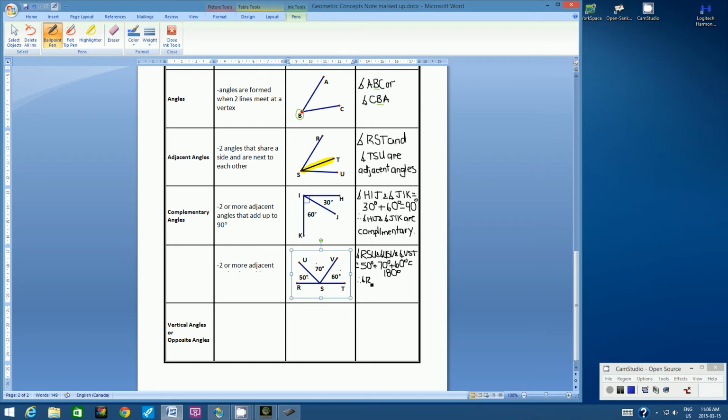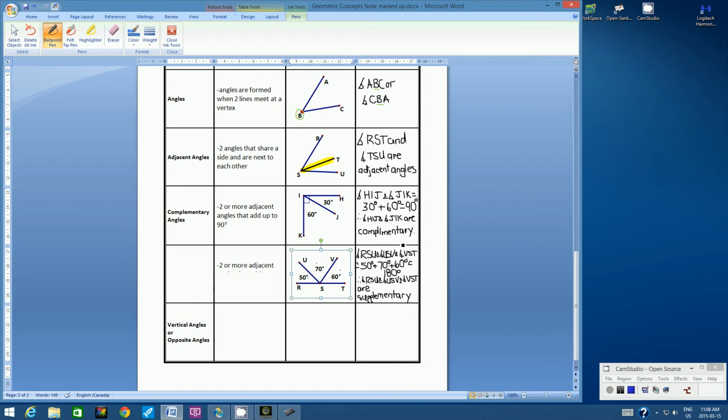Angle RSU and angle USV and angle VST are supplementary. Okay? So because these three angles add up to 180 degrees, they are called supplementary angles.